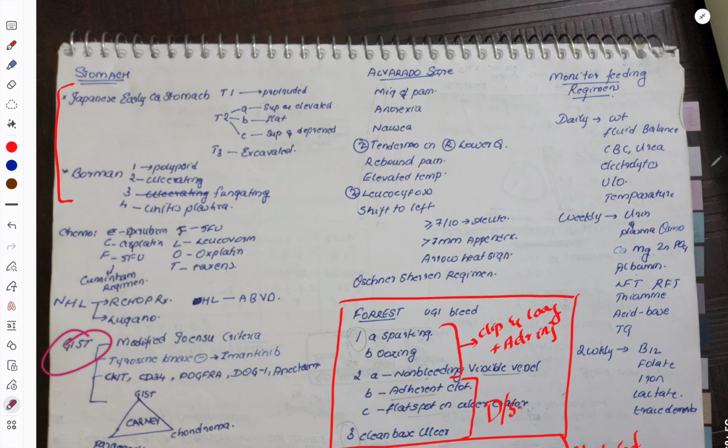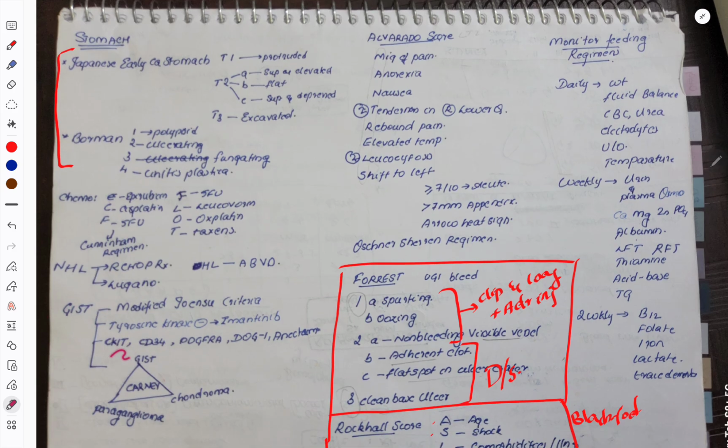Next, you're having GIST. GIST is associated with c-KIT. c-KIT is CD117, present in 90% of the cases. CD34 is seen in 80% of cases. PDGFRA is seen in 95% of the cases. Anoctamin is seen in 95% of the cases. c-KIT, CD34, anoctamin, PDGFRA, and DOG1 are the markers. If the tumor markers are absent and it's a GIST, then it is known as a wild GIST. Wild GIST is something which is SDH deficient.